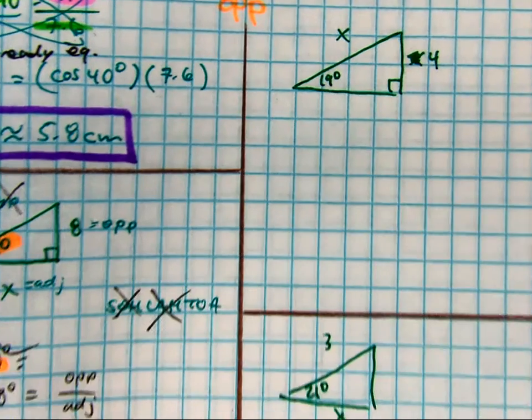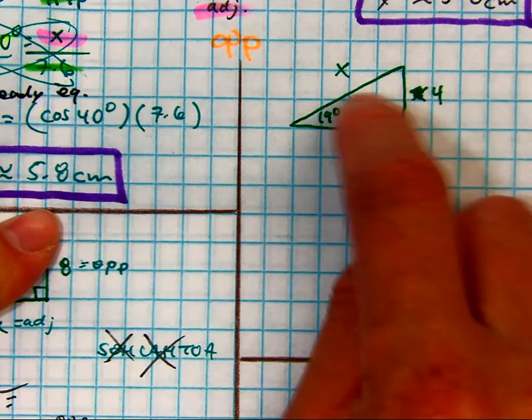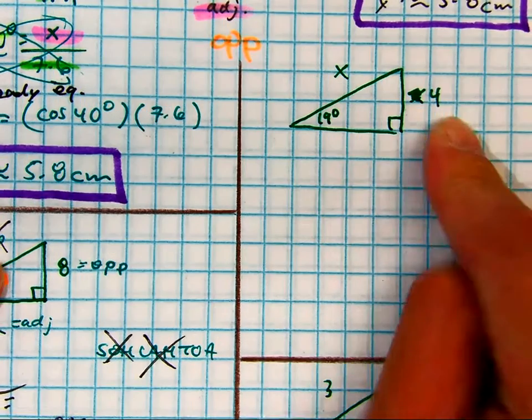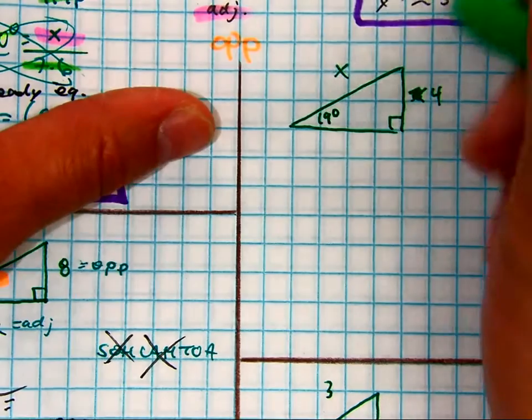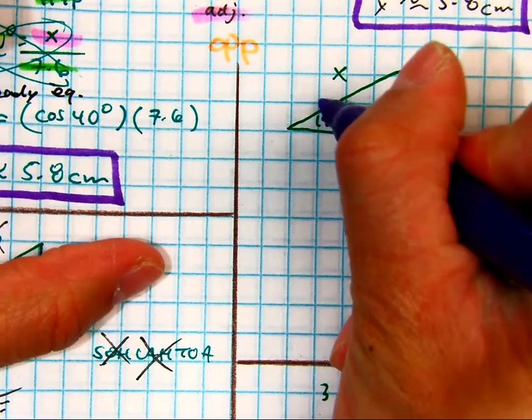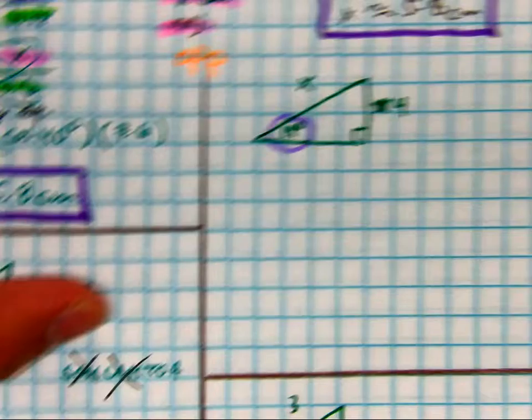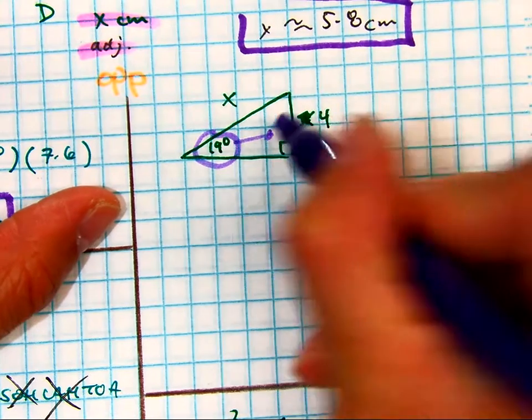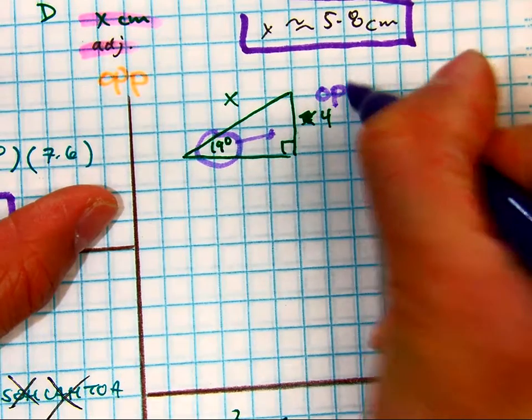In this first question, I need to solve for x. I notice x is on the outside of the triangle, so I'm solving for a side given an angle and a side. The first thing I'm going to do is label this angle. Labeling this angle tells me that, going across, this is the opposite side.